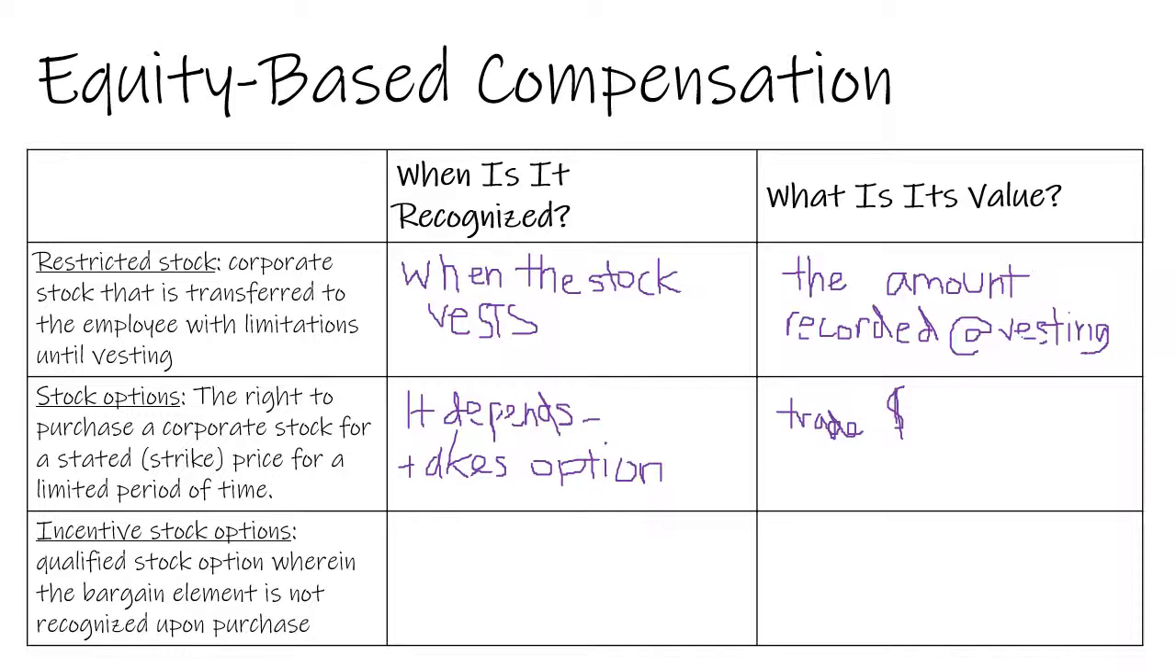incentive stock options are kind of a hybrid of the restricted stock and the stock option. The incentive stock option is a qualified stock option for federal income tax purposes. The individuals do not recognize the bargain element as income upon exercise. The tax basis is the employee's out-of-pocket cost, and any additional income recognized is recognized at the time of sale.